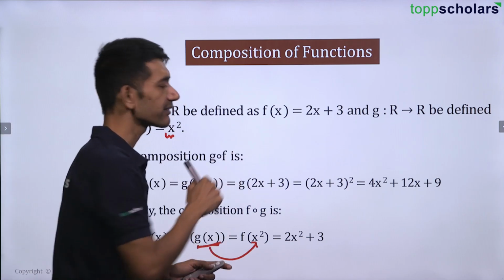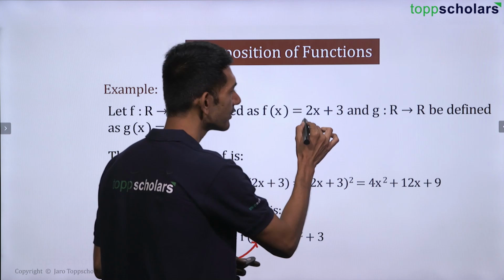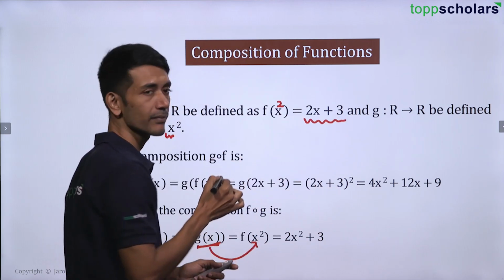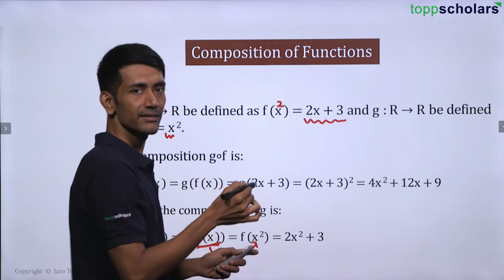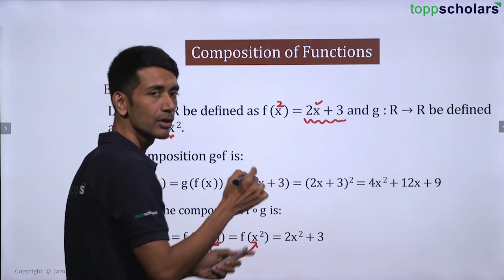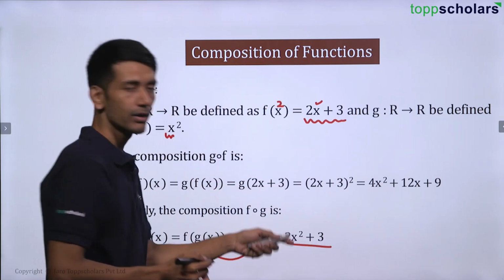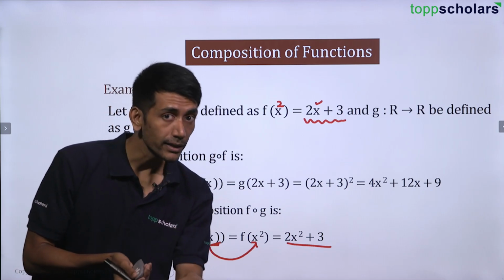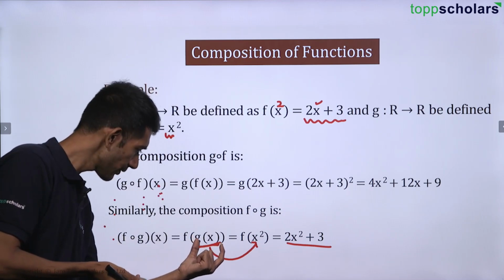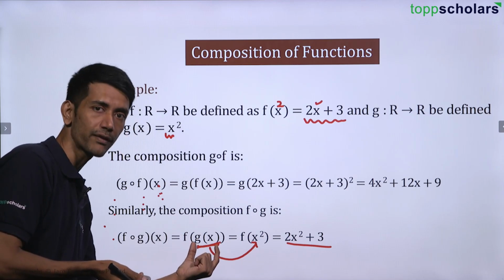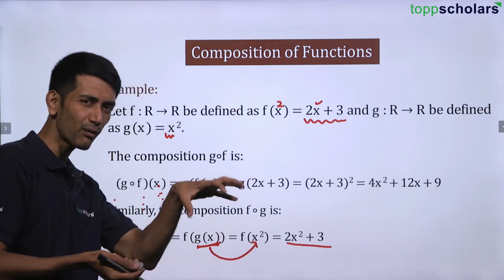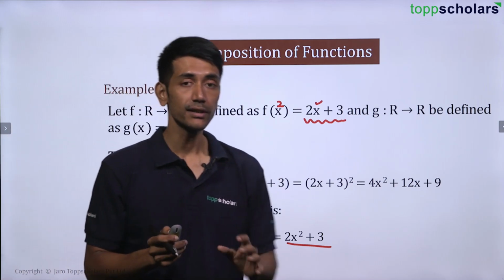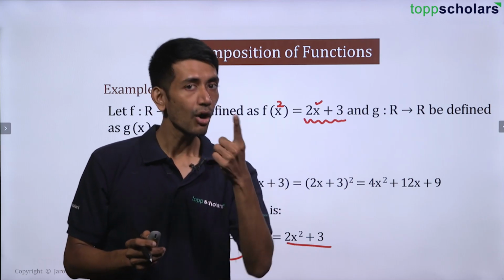So what is f of x? f of x is 2x plus 3. So what will be f of x square? Wherever there is x, put x square. So it will be simply 2x square plus 3. So don't get confused, solve slowly. Firstly solve this part, then go for f of g of x. Solve for g of x, then f of whatever the function is there, and then you'll get the final answer. I hope this is clear. So two things, gof x, fog x.